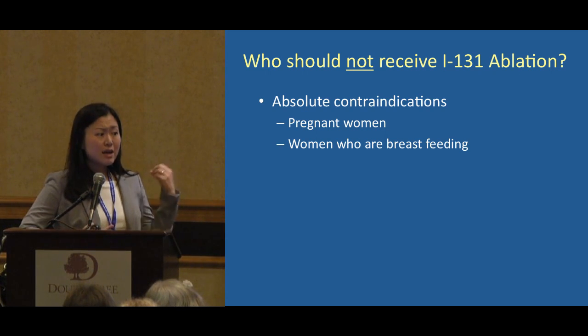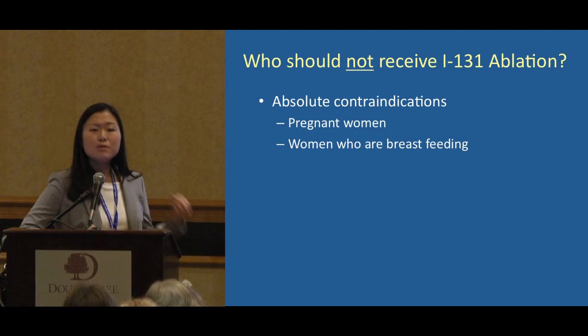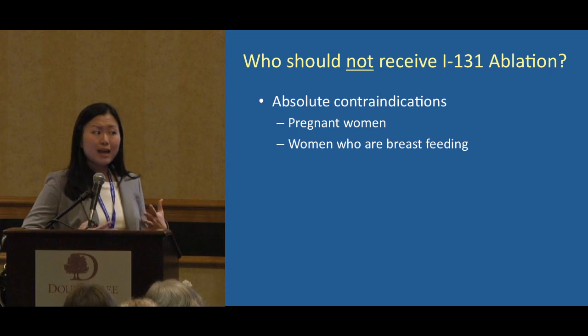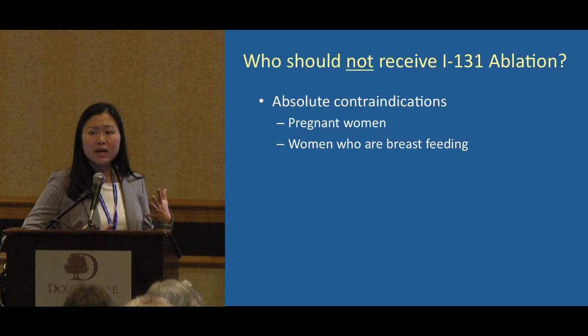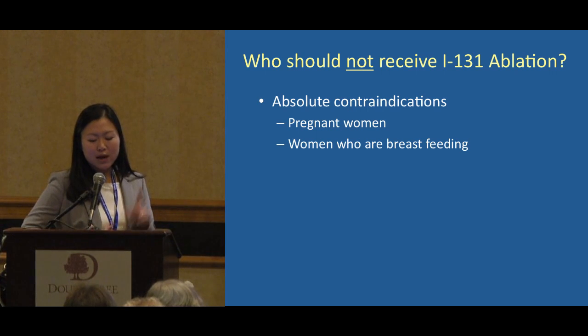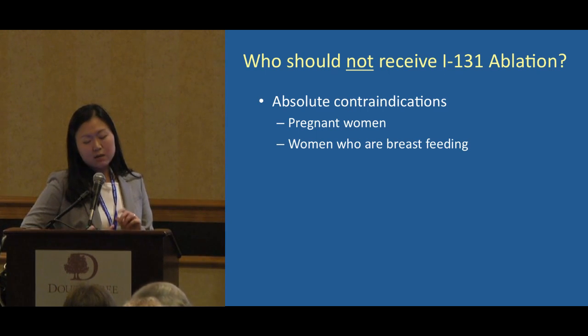And when you're breastfeeding, it actually is excreted in the breast milk, but not only that, normally small amounts of iodine do go to the breast tissues, and when patients are lactating and breastfeeding, there's high amounts of it that go to the breast tissue, and we want to minimize any sort of breast radiation because there's a theoretical risk for breast cancer. So those are the reasons why it's absolutely contraindicated in pregnant women and in women who are breastfeeding.